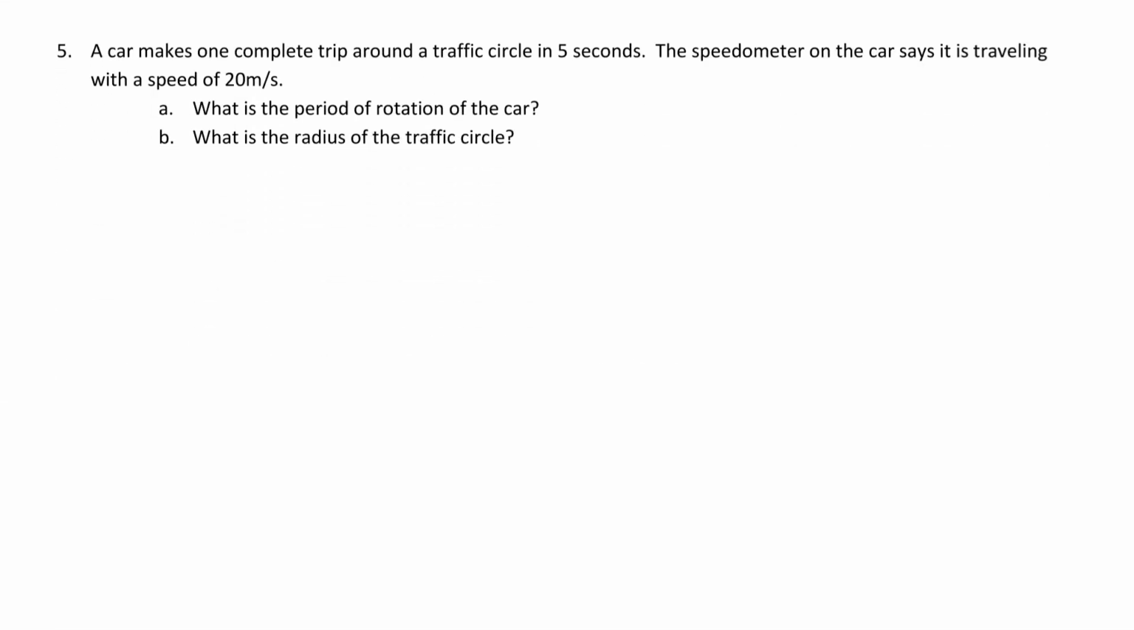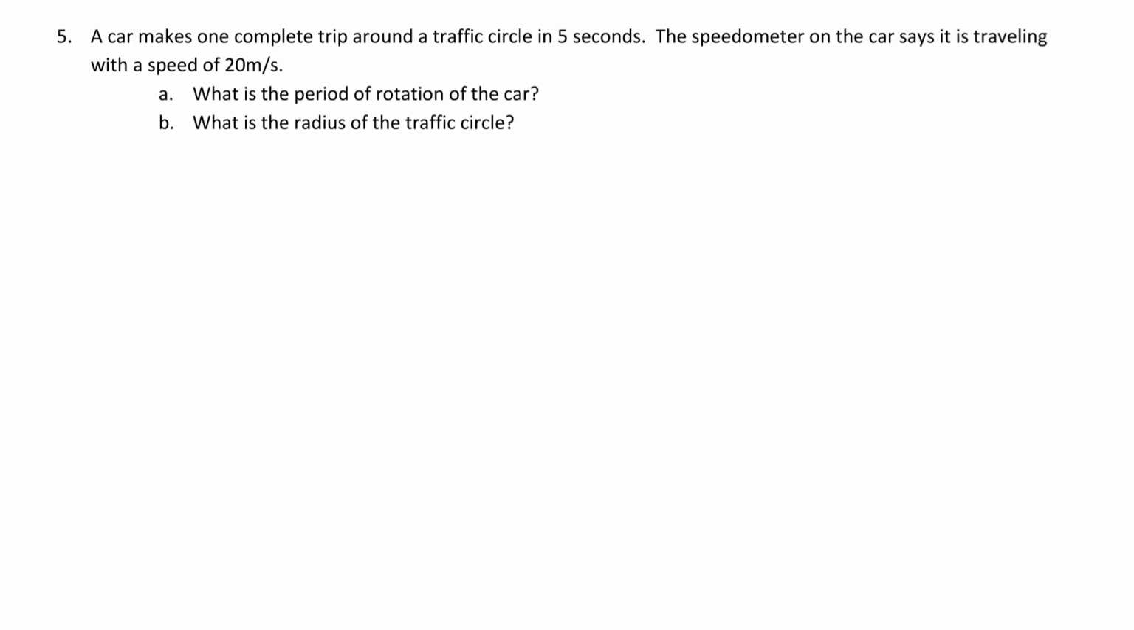Next page, number 5. A car makes one complete trip around a traffic circle in 5 seconds. Yes, that means the time is 5 seconds. But if you're a savvy physics student, you know you're making a trip around a traffic circle. It even says circle, so you know you're talking about circular motion. They tell you for one complete trip, it takes 5 seconds. Not only are they telling you the time, they're telling you the period. That's the period of rotation, 5 seconds for one cycle. The speedometer on the car says it's traveling with a speed of 20 meters per second. So the magnitude of the velocity is 20 meters per second, the speed.